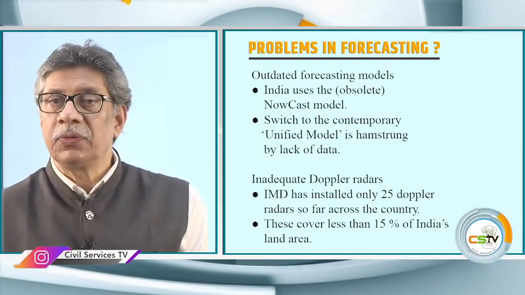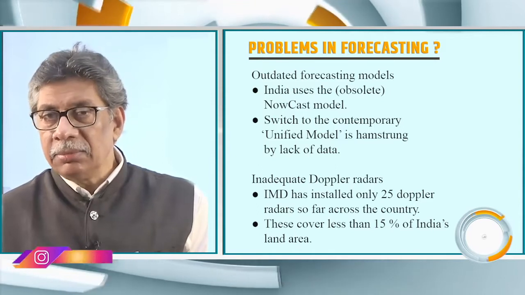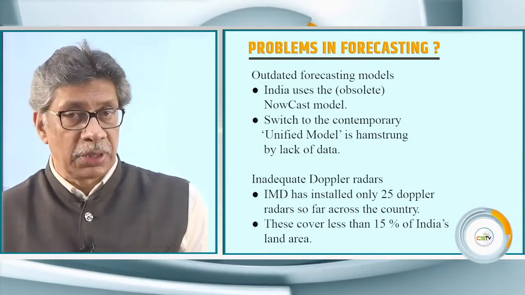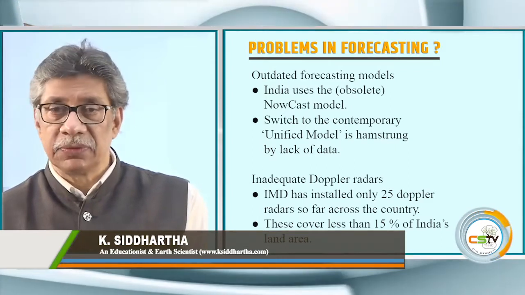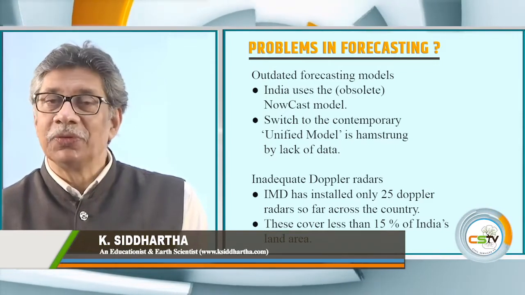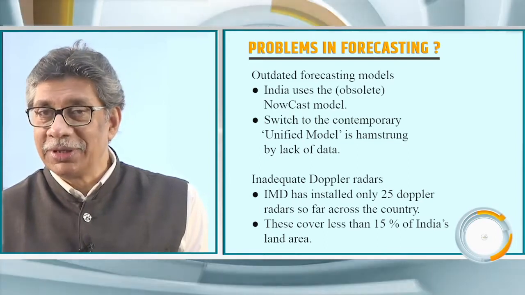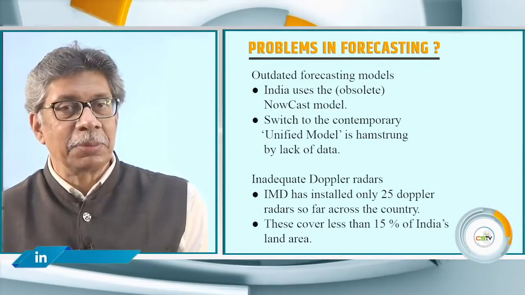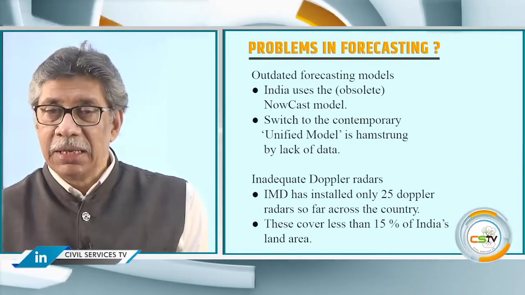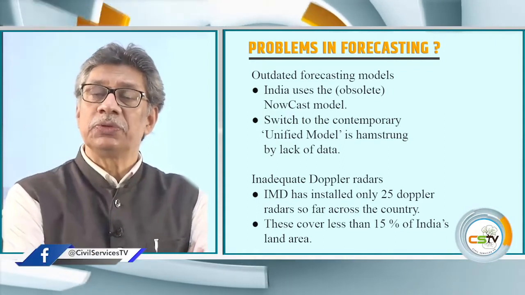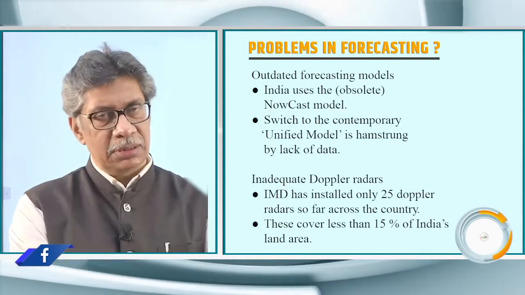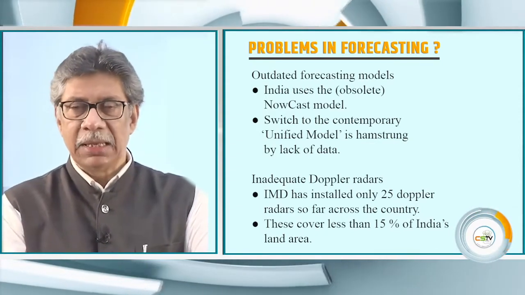Second is inadequate Doppler radars. IMD has installed only 25 Doppler radars so far across the country. Now these cover less than 15% of the land area, and moreover they are always affected by poor maintenance and upkeep of the instruments. In 2018, there were not too many Doppler radars which were functioning as well. That means they were affected by that.